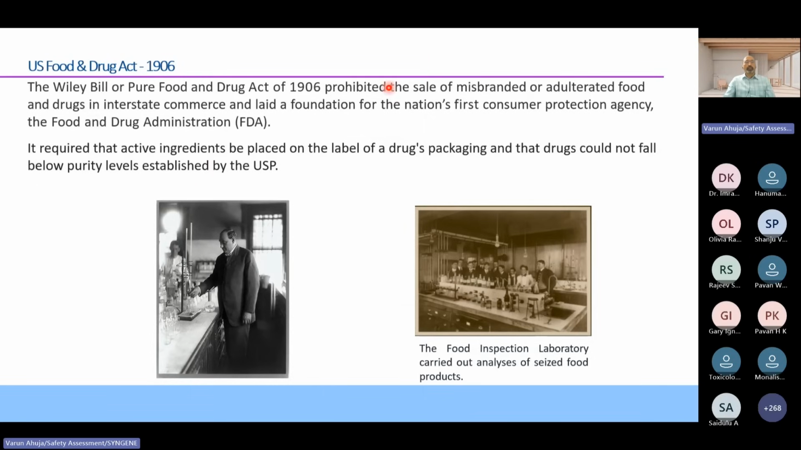This act required that active ingredients be placed on the labels of drug packaging, because earlier, the products were containing things like morphine or cocaine or alcohol, but it was not there on the label, and also that the drugs could not fall below purity levels established by the USP. So this is Mr. Ville working in the FDA lab. So they were taking samples from various places and then checking them in the labs.